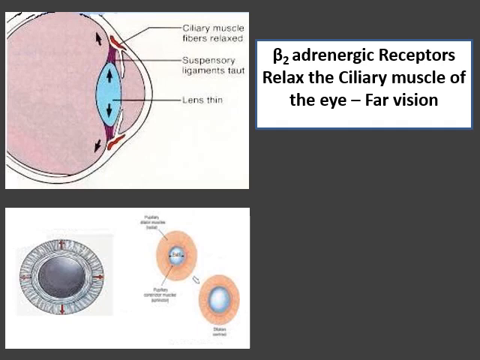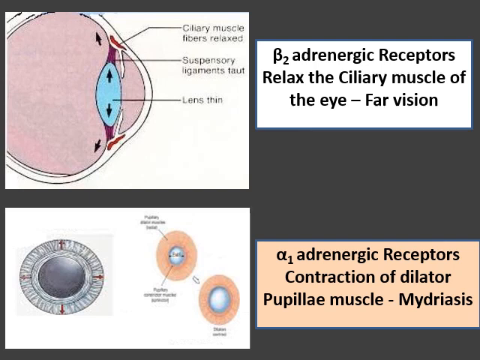Stimulation of beta-2 adrenergic receptor present in the ciliary muscle leads to relaxation of the ciliary muscles of the eye, accompanied by stretch of the suspensory ligament and flattening of the lens, thus preparing the eye for the far vision. At the same time, stimulation of alpha-1 adrenergic receptor present in the radial muscle of the iris leads to contraction of the dilator pupillae muscle, thus producing mydriasis.